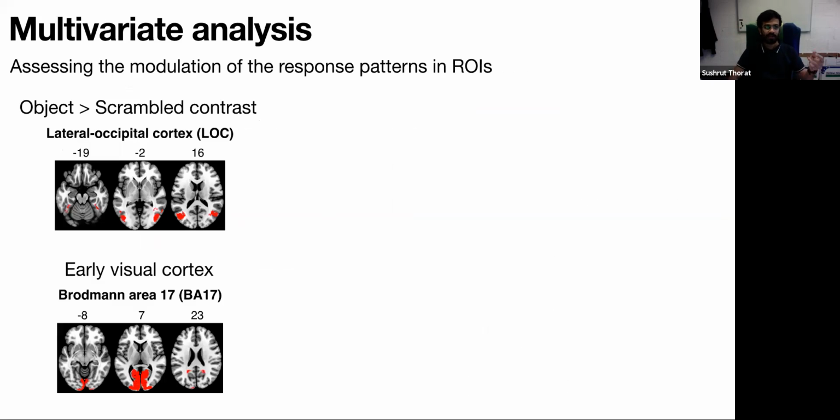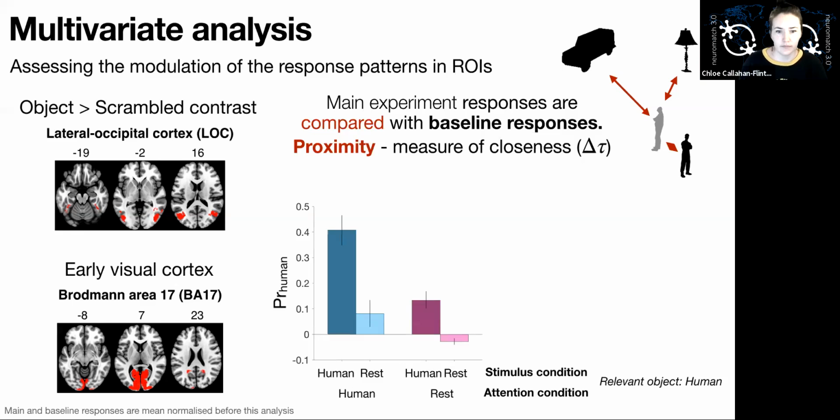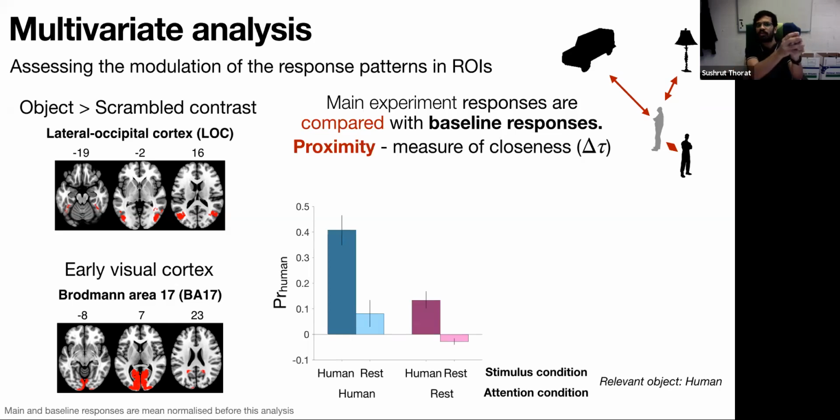So we find object selective cortex first, that's LOC, and then we also take early visual cortex from Brodmann area. And now here, what we do is we compare main experiment responses to baseline responses using a metric called proximity, which I'm not going to go too deep into, but it basically measures how close the main responses, which are in gray, are to the baseline responses, which are in black. So if the proximity is higher, that implies that the human response in main experiment is closer to the human response in baseline than other object responses in baseline.